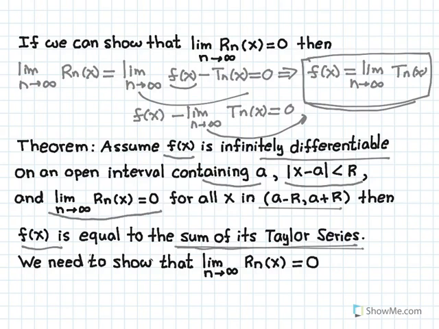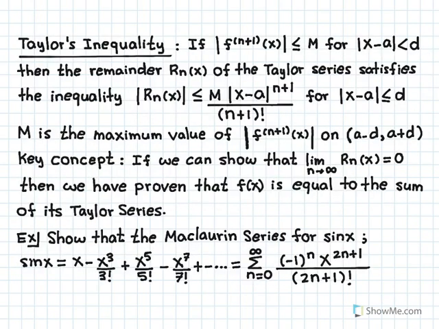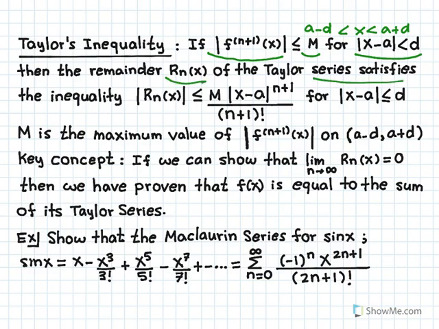So we always need to show that the remainder term, the error, approaches 0 as n approaches infinity. All right, so let's look at Taylor's inequality. If the absolute value of the n plus 1th derivative of the function is bounded, so it's less than or equal to M, for absolute value of x minus a less than d, that means for x in the interval between a minus d and a plus d, in this interval of convergence, then the remainder Rn of x of the Taylor series satisfies this inequality.